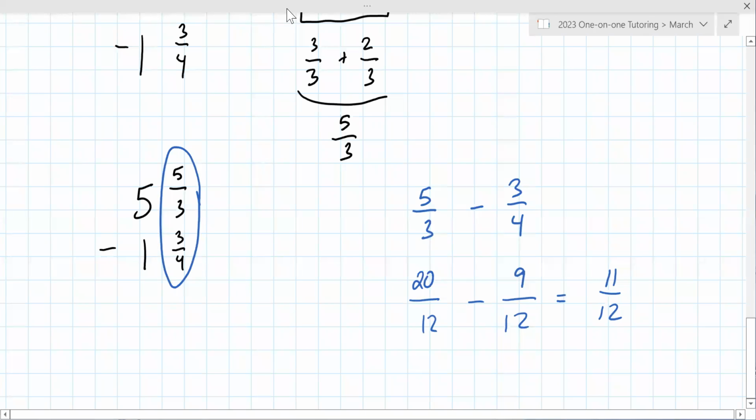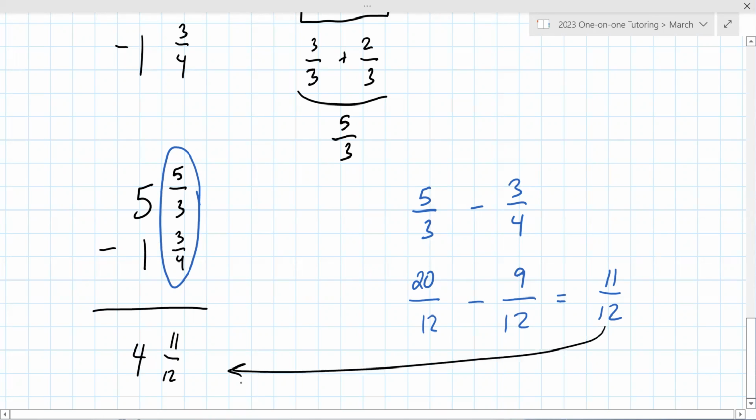We still have to do that part in black here on the left. All right. So that's 4 and then 11 over 12.